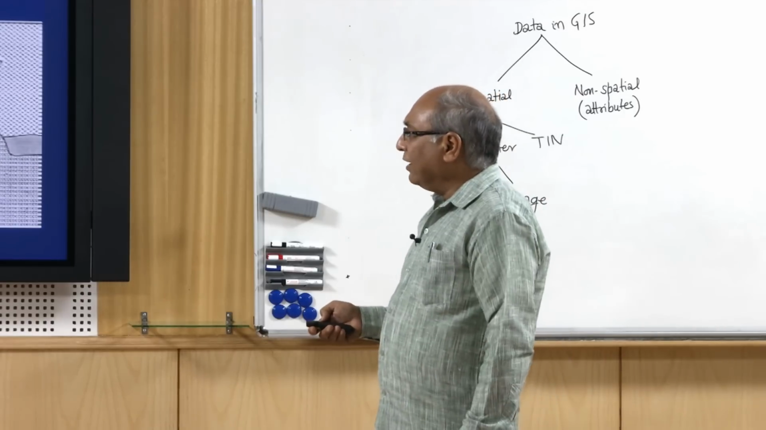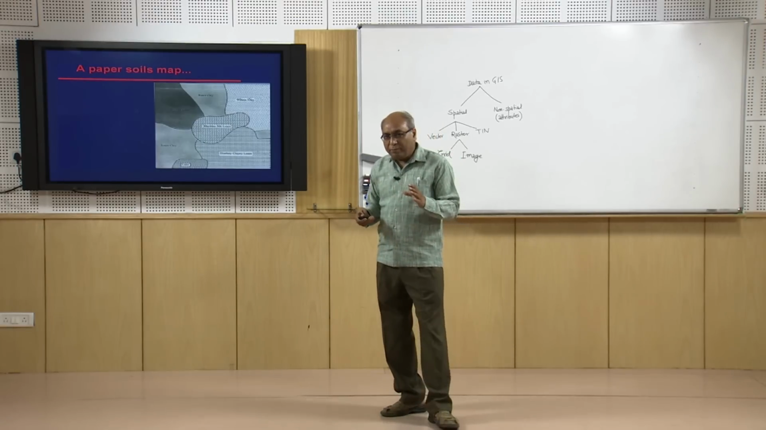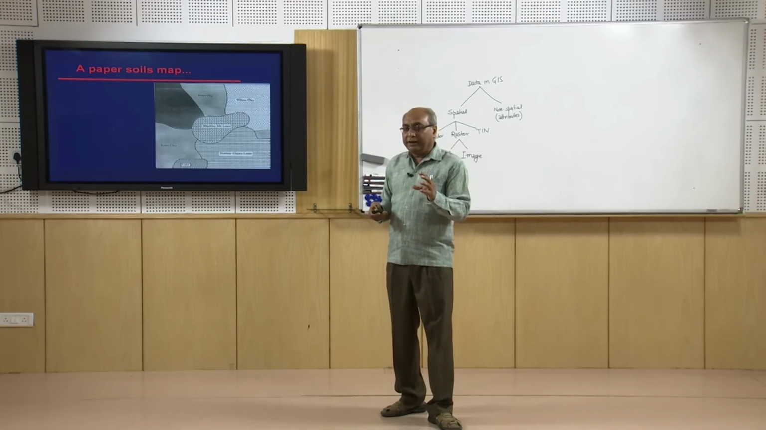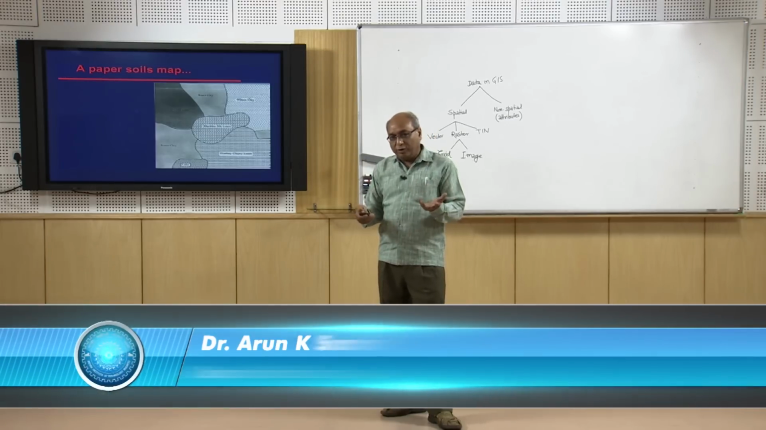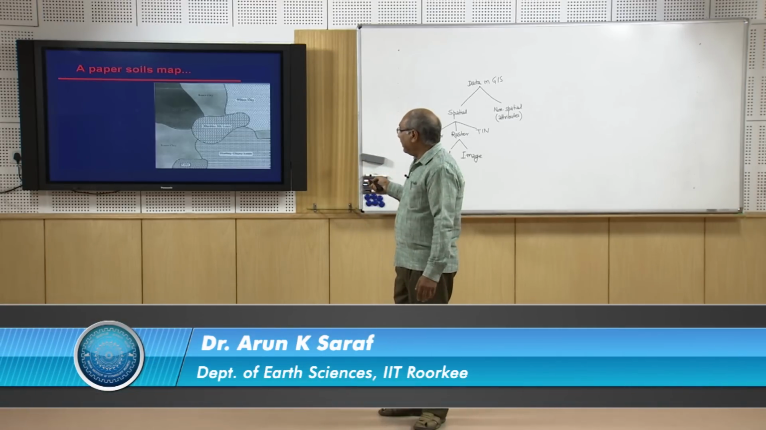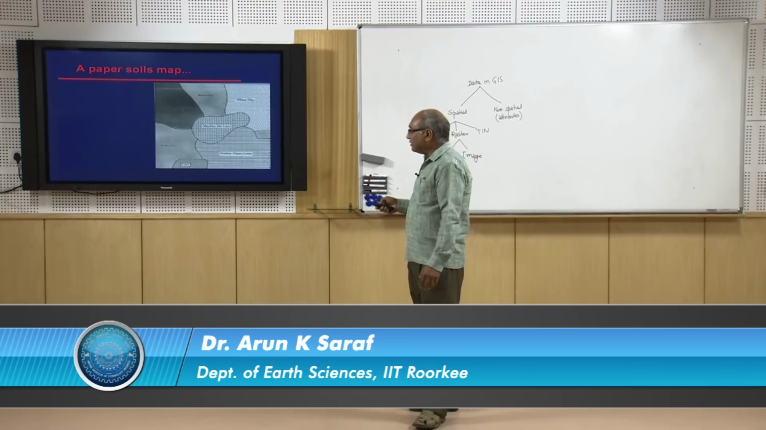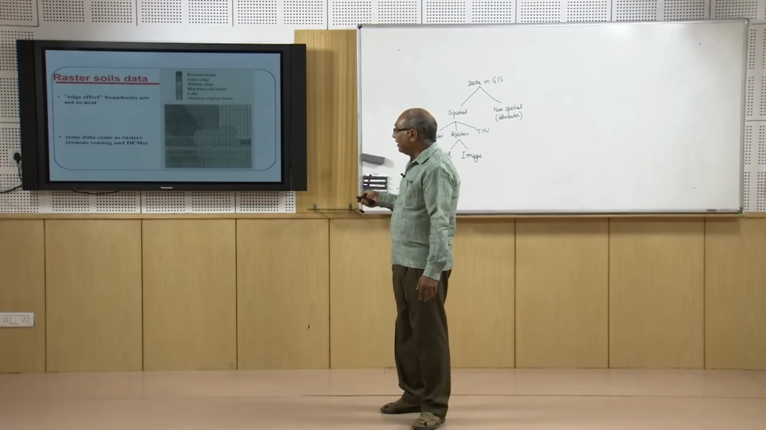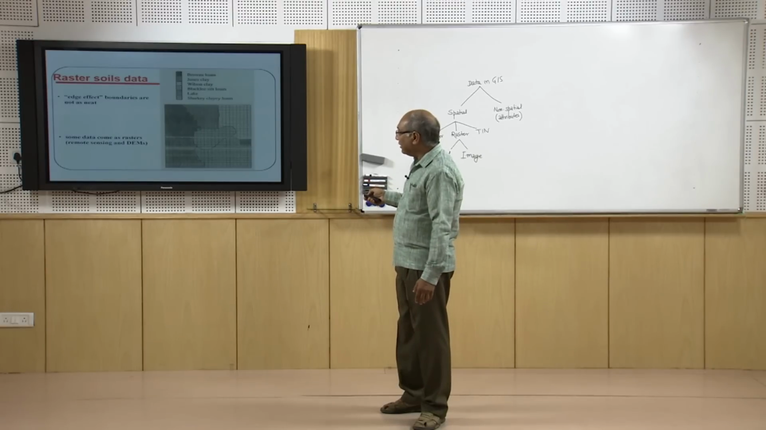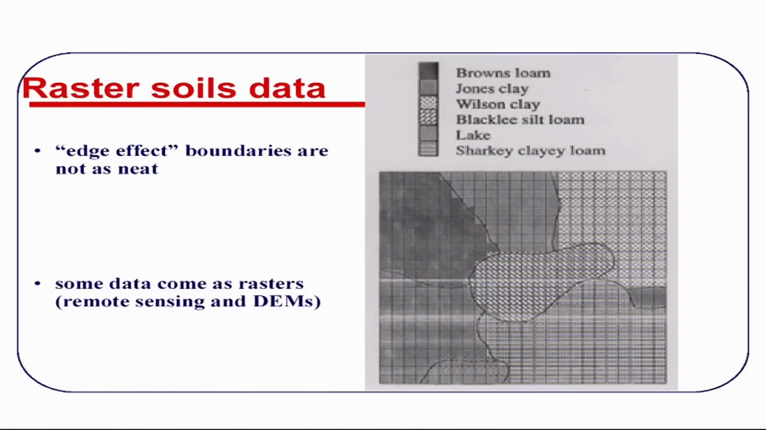Now let me take an example of a soil map. As I have said, soil is a continuously varying feature, but sometimes we have to represent it as a polygon map. So the example here is different types of soil represented in a polygon map. But if I have to represent the same soil map in raster, then I have to represent it something like that. So both raster and vector representations are there.